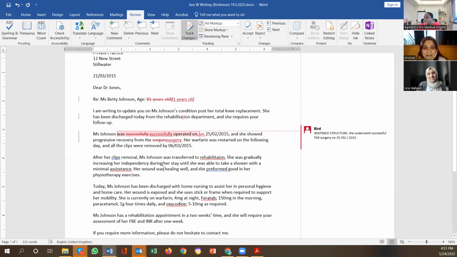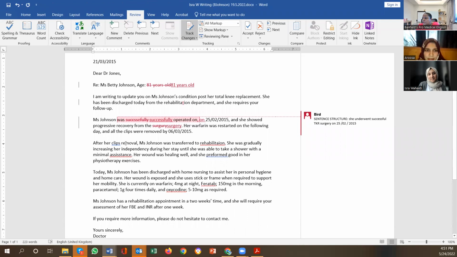Her warfarin was restarted on the following day, and all the clips were removed. Good, fine. And she showed progressive... After her clip... Can I say in the previous paragraph she mentioned that she showed progressive recovery from the surgery? Then straight away after this, her warfarin was restarted on the following day.